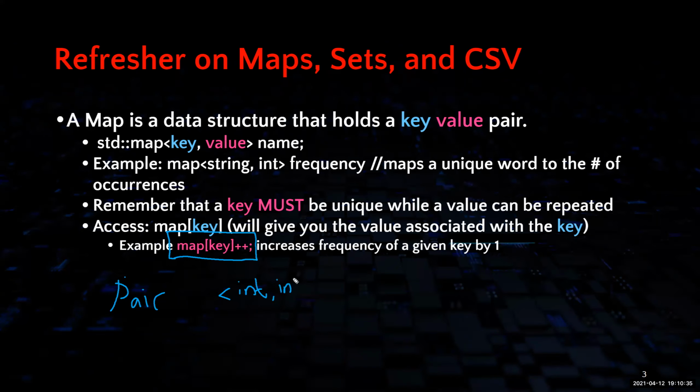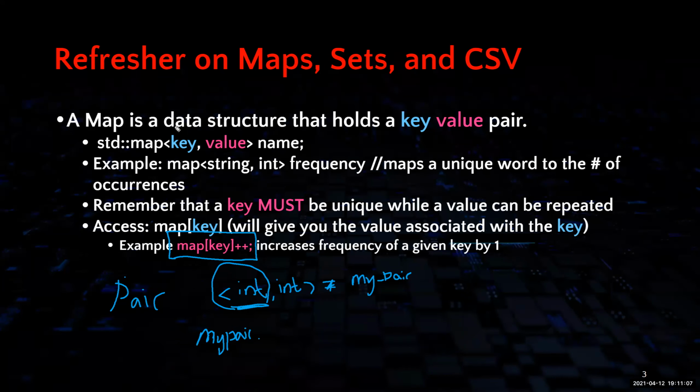So if I have a pair of ints like this, and I say this is equal to my pair, I'll just call it that, my pair. I'm creating a pair of ints. If I want to access the first element of this pair, I would say my pair.first, and that'll give me the value of this integer right here. And if I do .second, that'll give me the second value in the pair.